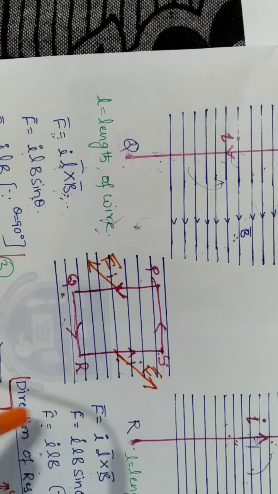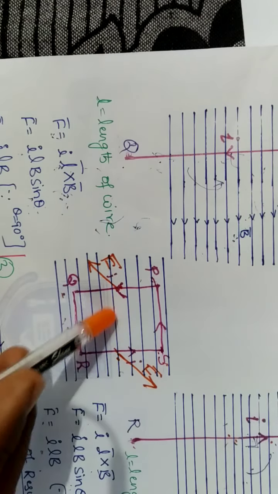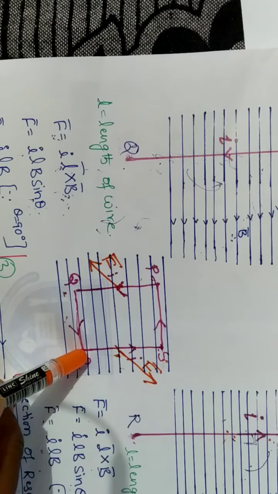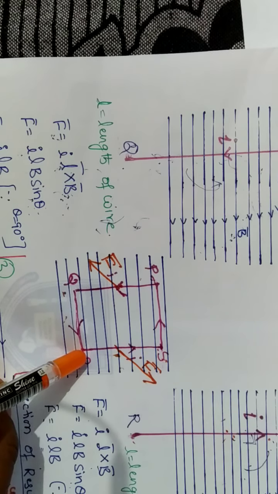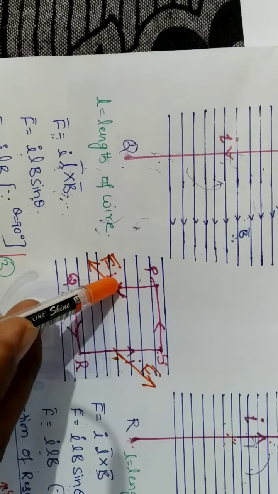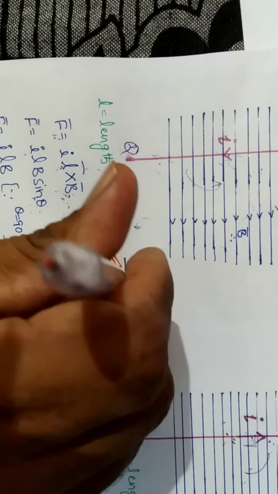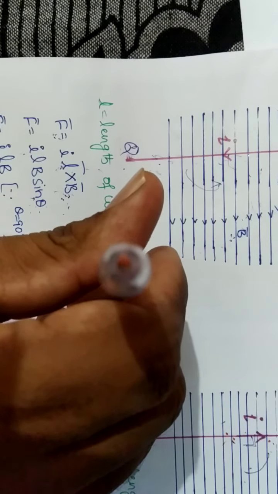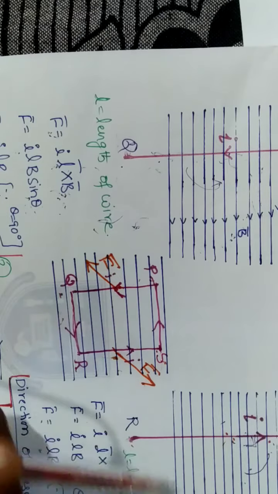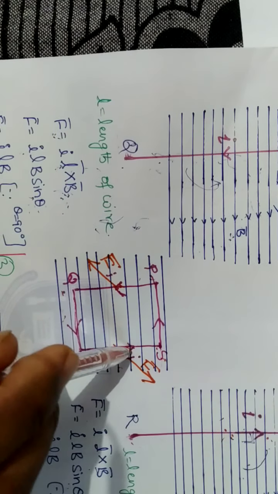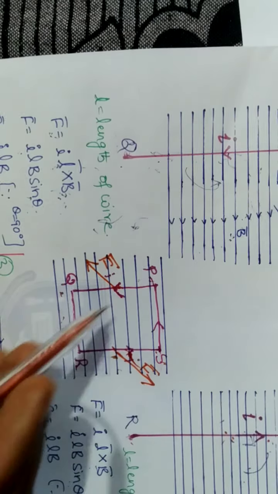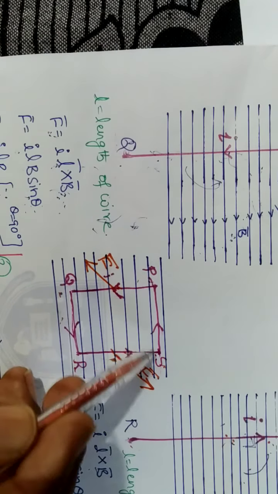Once again I'm explaining. We got four elements combined. Only the vertical current-carrying wires are experiencing forces; the horizontal current-carrying wires experience no forces. The left side wire experiences a force perpendicular to the plane of the paper and out of the plane. And on the right side it is also perpendicular but inside the plane of the paper. So it is just like a rectangular coil.